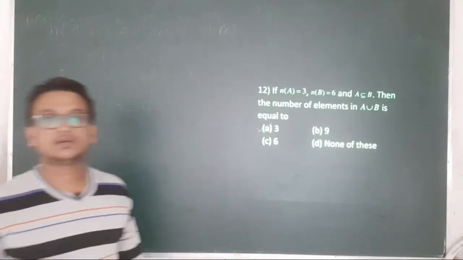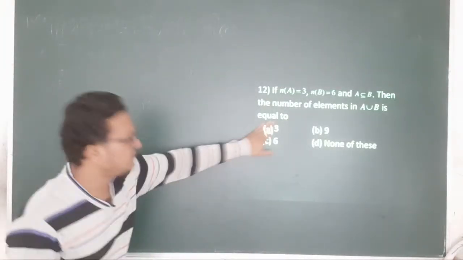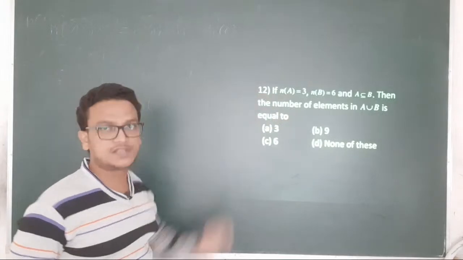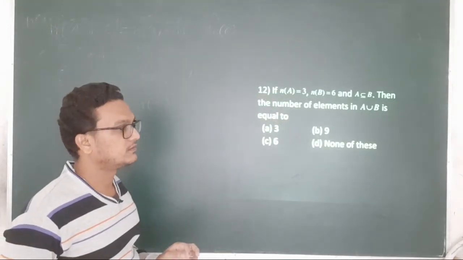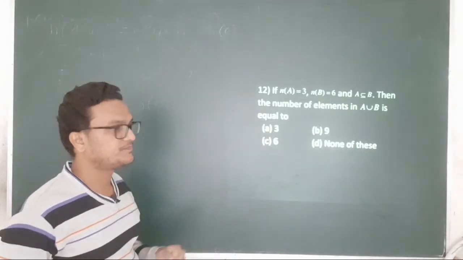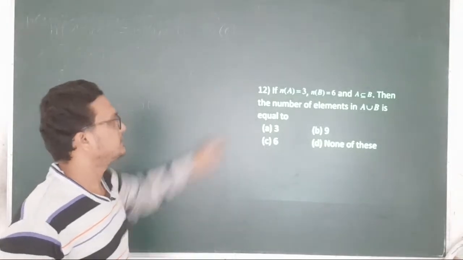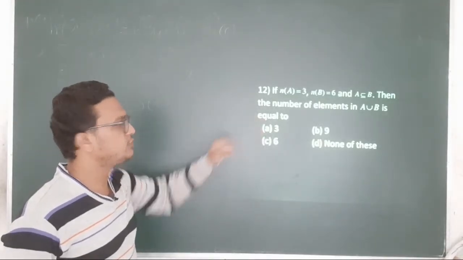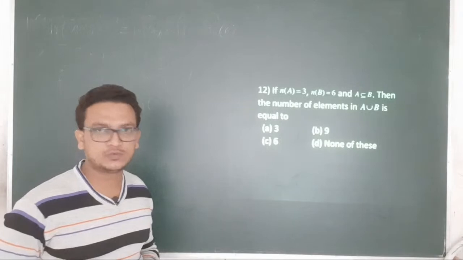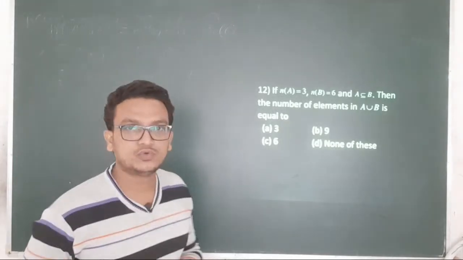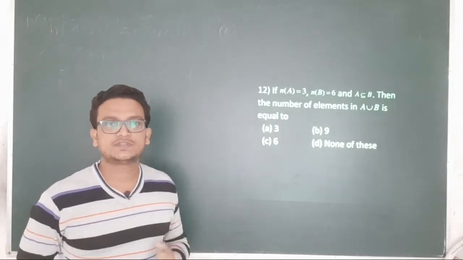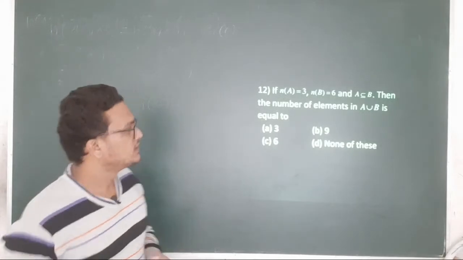Yes, next question number 12. So what is this question number 12 now? Just see here. If n of A is 3, n of B is 6 and A is a subset of B, then the number of elements in A union B is equal to what? For this you have to remember the properties which we have seen in the first class. So what is that property?